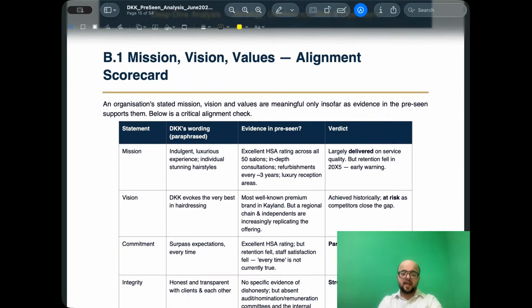What is the vision? DKK evokes the very best in hairdressing. ठीक है, this is the vision. When anybody talks about DKK, it should give you the best experience. It should bring one thing to the forefront, that you are working with the best. Now, most well-known premium brand in Kalen, but a regional chain and independents are increasingly replicating the offering. Okay, so company is well known, but people are trying to replicate that. It has been able to achieve this historically, but the vision might be at risk right now because competitors are closing in the gap.